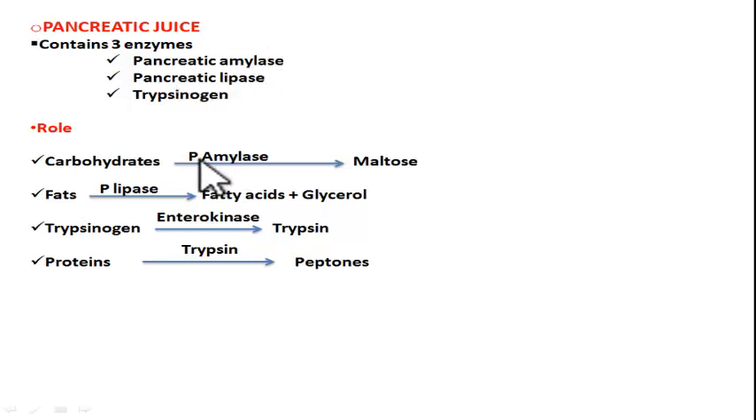Pancreatic amylase, that is P amylase. This acts on carbohydrates and converts them into maltose. Students, remember 30% of carbohydrates were already digested in mouth, and the remaining carbohydrates are acted upon by pancreatic amylase and converted into maltose. Carbohydrates are polymers of glucose, and maltose is a dimer of glucose.